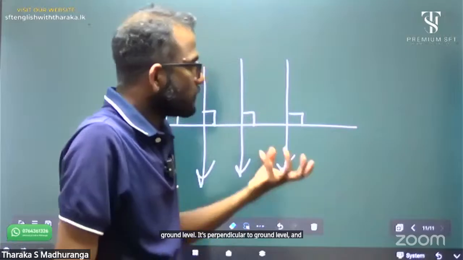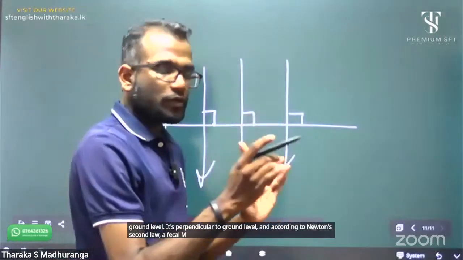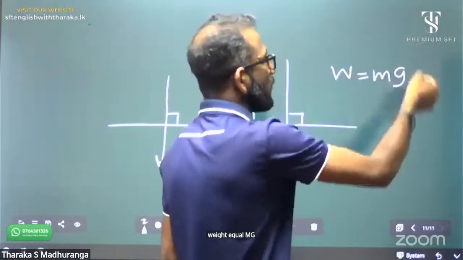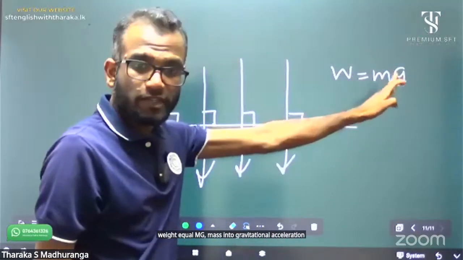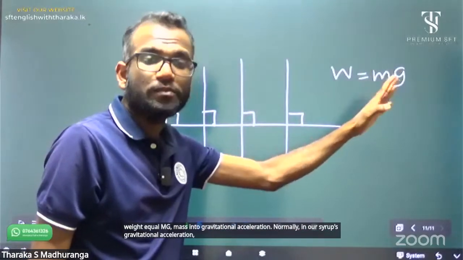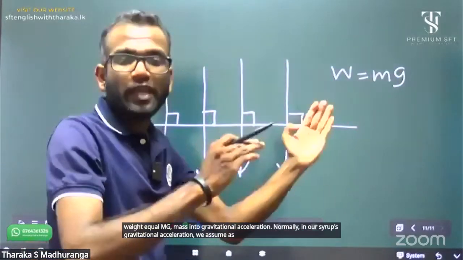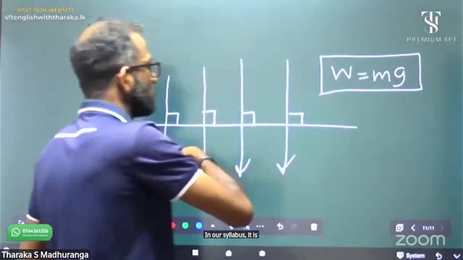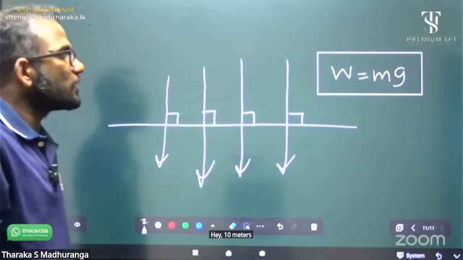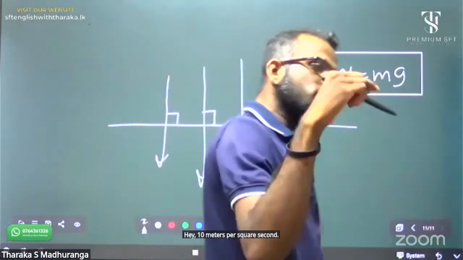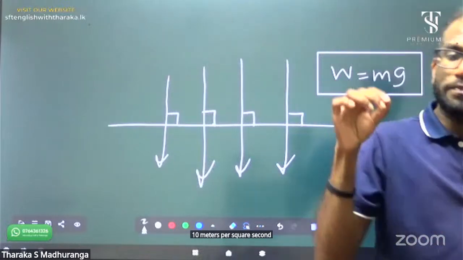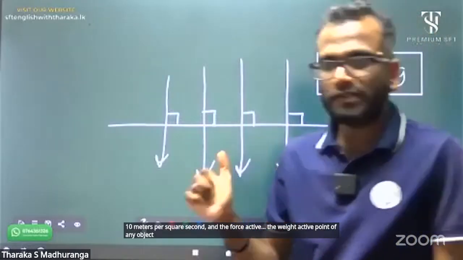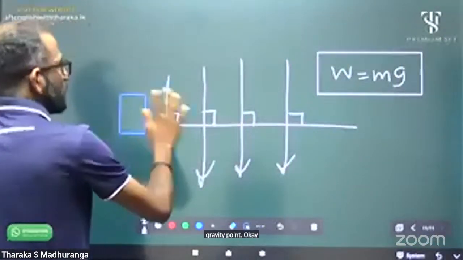And according to Newton's second law, F equals ma, how to calculate the weight? Weight equals mg, mass into gravitational acceleration. Normally in our syllabus, gravitational acceleration we assume as 10. It is actually 9-point value, right? In our syllabus, it is taken as 10 meters per square second. And the weight acting point of any object we call the center of gravity or gravity point. Okay, that's a summary.